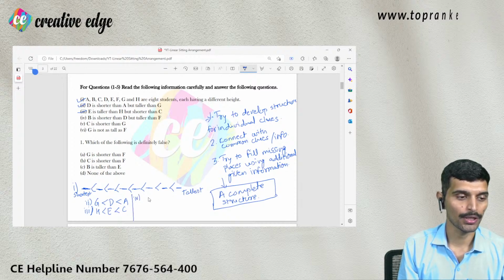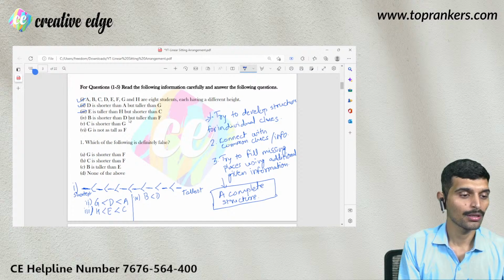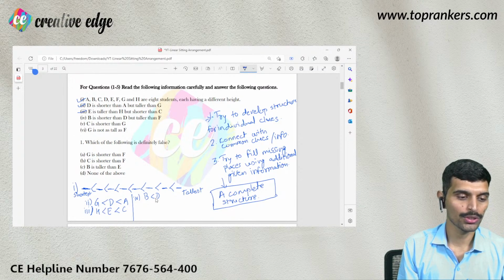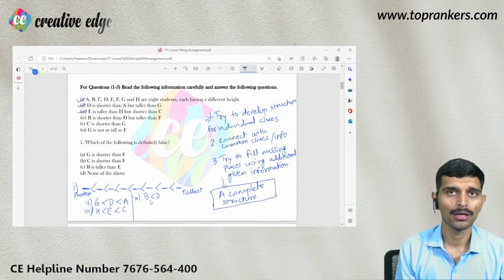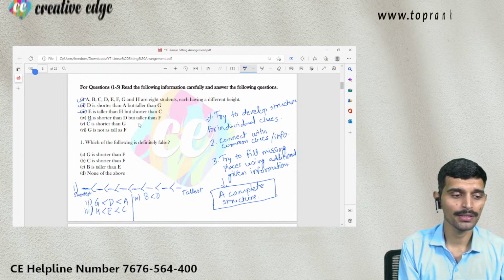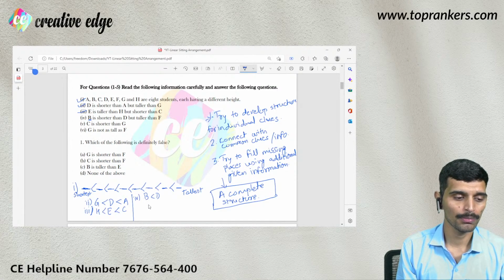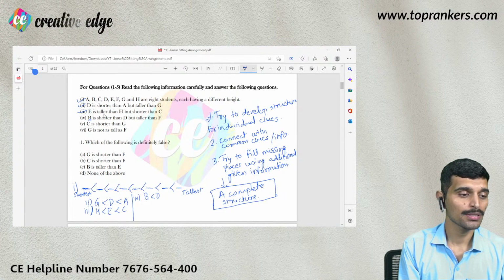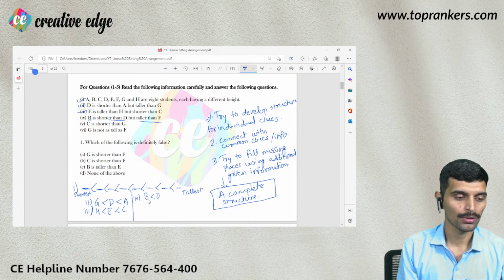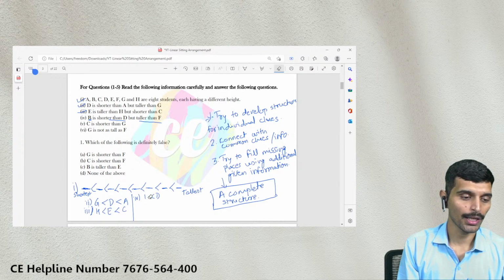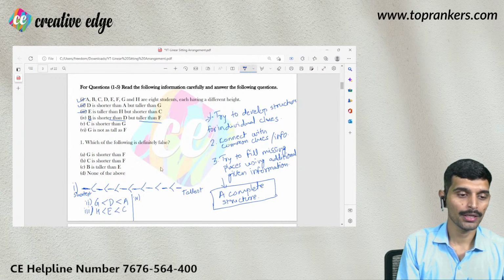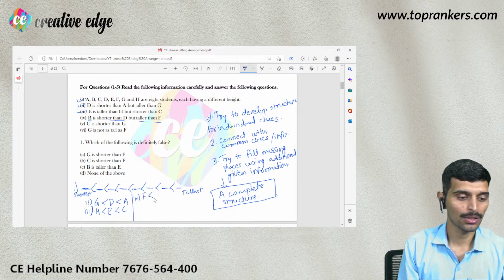It says B is shorter than D but taller than F. So who is taller than F? Is it D or is it B? If you get confused here, see, the subject here is B, not D. So we are talking about B. B is shorter than D but taller than F. So clue number four should be arranged in a manner that B is taller than F but shorter than D.